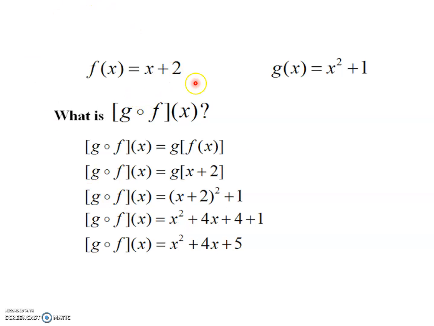f(x) = x + 2 and g(x) = x² + 1. So g∘f(x) = g(f(x)). f(x) is x + 2, so instead of x we have to put x + 2. So (x + 2)² + 1. We know that (x + 2)² = x² + 4x + 4, plus 1. Simplify: x² + 4x + 5.